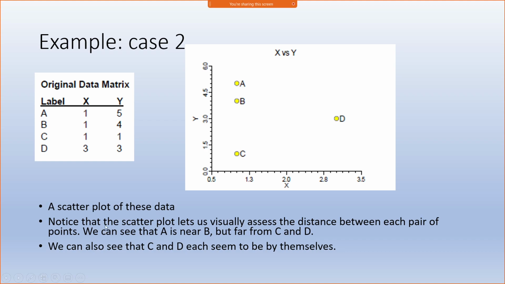So from here you can see that A is near to B, but far from C and D. At the same time it means that B is also far from C, and B is also far from D. By doing this, you know that A and B are more similar compared to A and C, B and C, B and D, and C and D. All right.